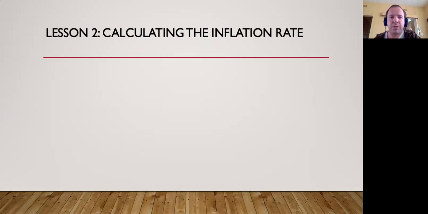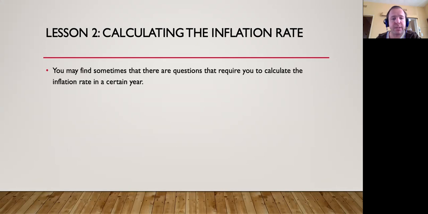Now, here we're going to look at a type of question that you are going to be expected to do, in that sometimes you're going to be expected to work out the actual inflation rate given two prices. Now, in grade 11 and grade 12 in maths literacy, you're only expected to know how to calculate the inflation rate based on two successive years.